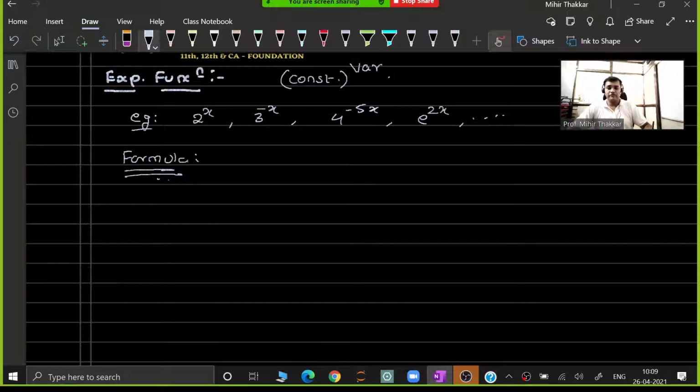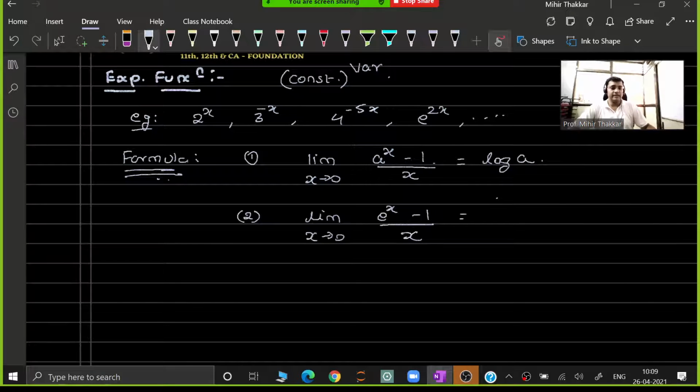Let us first of all write the formula. The formula is limit as x tends to 0, a raised to x minus 1 divided by x is equal to log of a. This is formula number 1. And the formula number 2, limit as x tends to 0, e raised to x minus 1 divided by x. Obviously, it has to be the same thing. Like above, it was log of a. Here, it is log of e. But always remember, guys, log of e is always equal to 1. Therefore, the answer to this comes out to be 1 only.